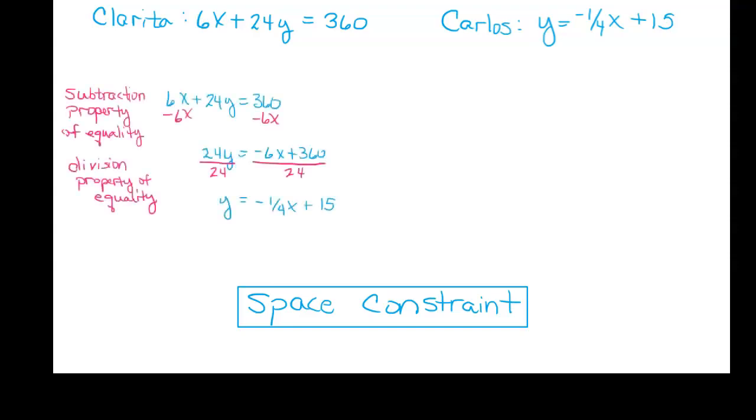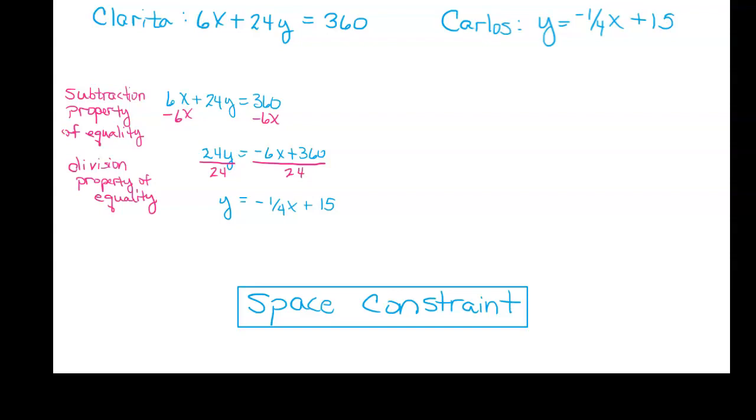We're going to be using the properties of equality to justify each of these steps. Remember that when we're solving algebraic equations, we must perform the inverse operations to both sides of the equation in order to keep it balanced and equal.